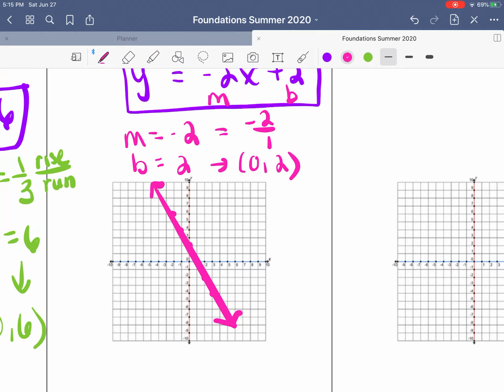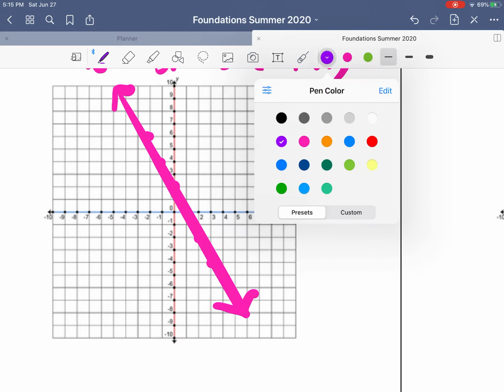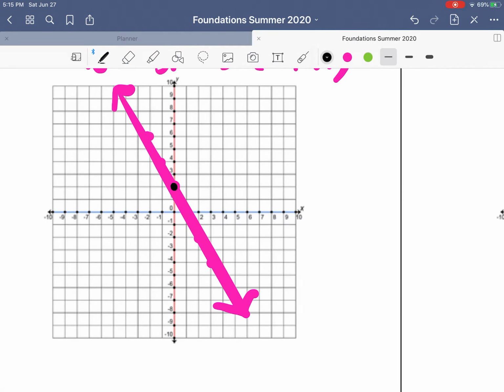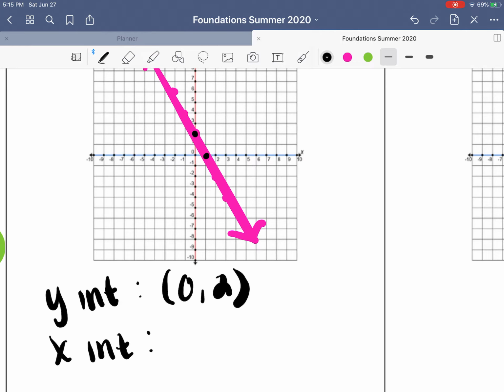From here, we can easily see, my line's a little thick, but I think we can tell, the y-intercept and the x-intercept. I'm going to put black dots there. The y-intercept and the x-intercept. So it crosses the y-axis at 0, 2 and the x-axis at 1, 0.